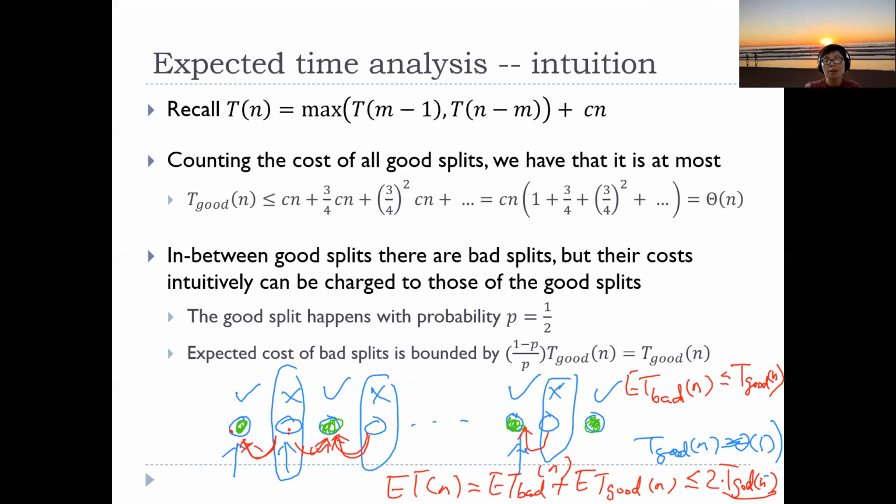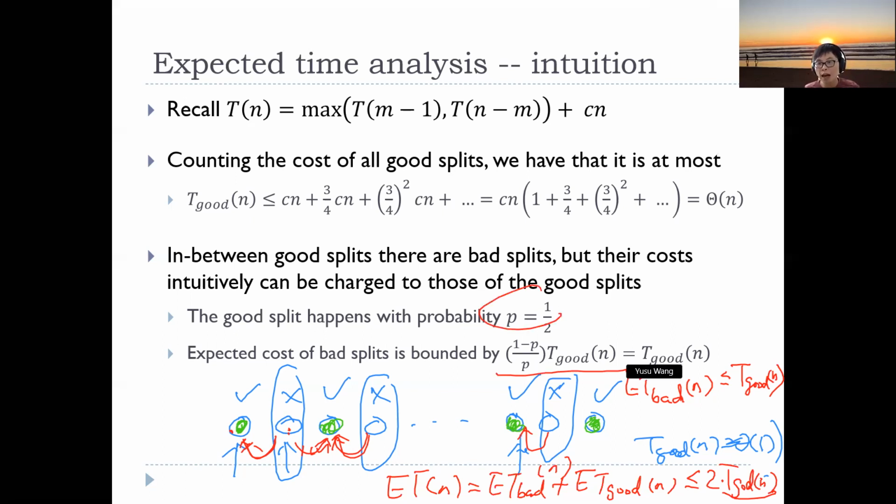Okay, so essentially, what I'm saying is that even though there are bad splits, the good ones can be charged for those bad ones. The total time spent on the bad ones in expectation cannot be bigger than the total time spent on the good ones. It depends on the probability P. In general, this is the bound we have.